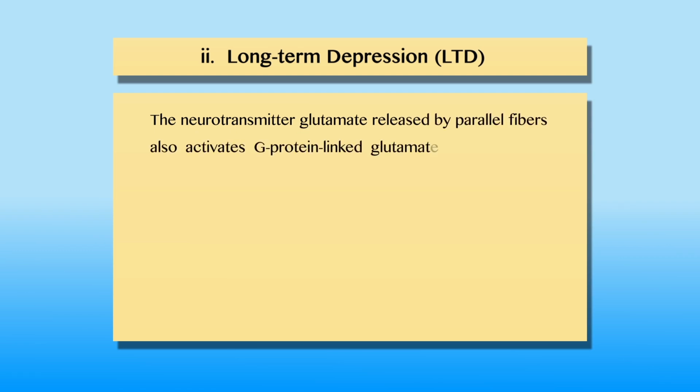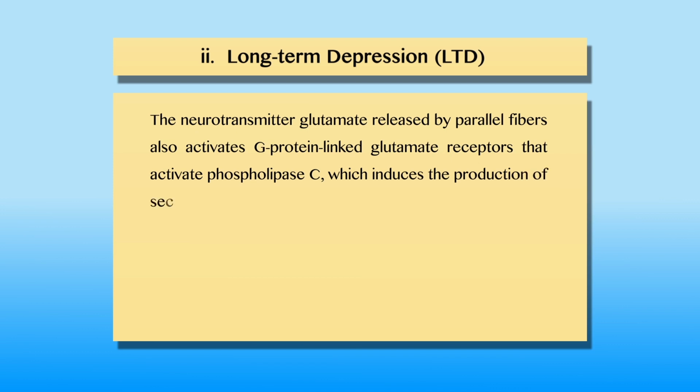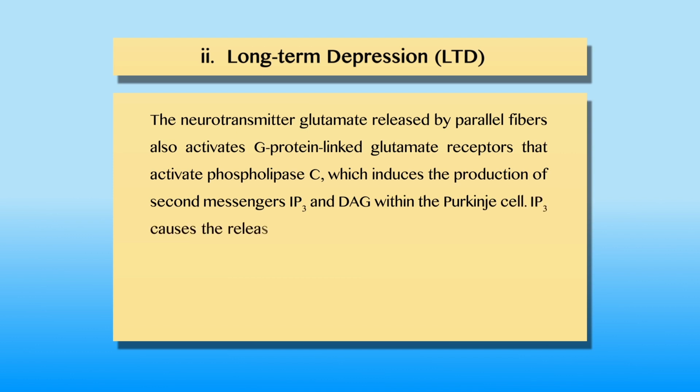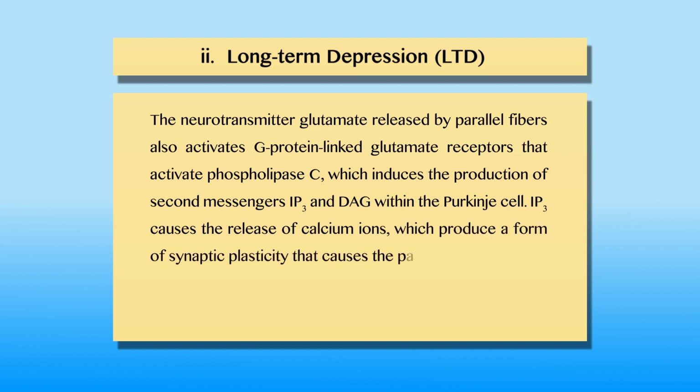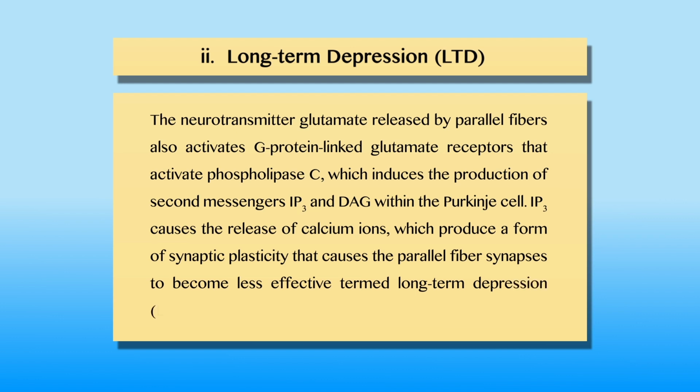G-protein-linked glutamate receptors that activate phospholipase C, which induces the production of second messengers IP3 and diacylglycerol within the Purkinje cell. IP3 causes the release of calcium ions, which produce a form of synaptic plasticity that causes the parallel fiber synapses to become less effective, termed long-term depression.